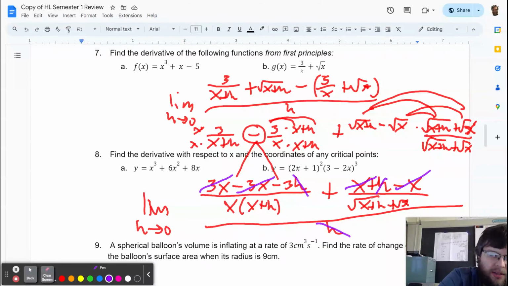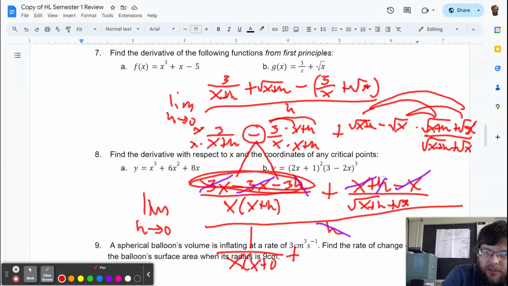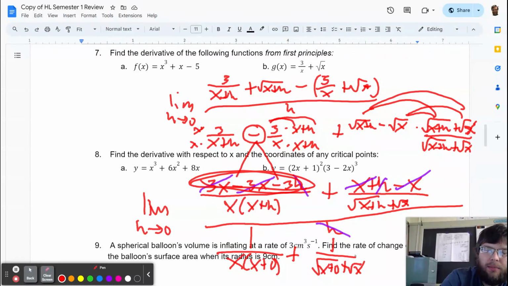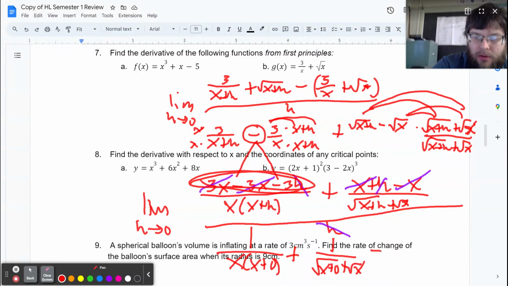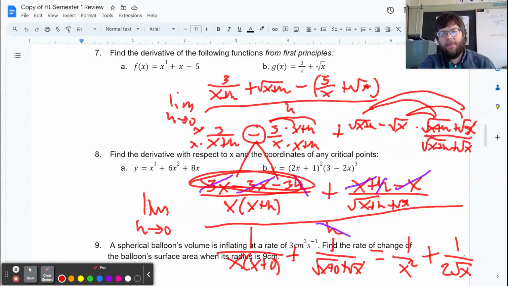Now I can plug in the limit as x approaches 0, and I have nothing left over here, so it's just 1 over x times x plus 0. And over here, I have nothing left over on the top, so I just get 1 over square root of x plus 0 plus square root of x. So what I end up with is 1 over x squared plus 1 over 2 square root of x. There you go, and that's the correct answer.